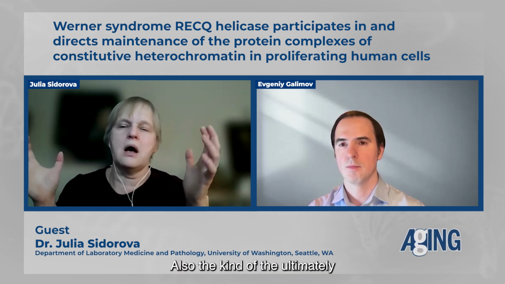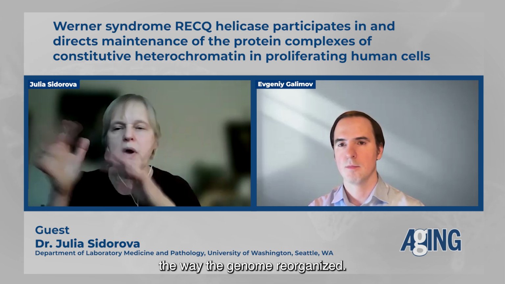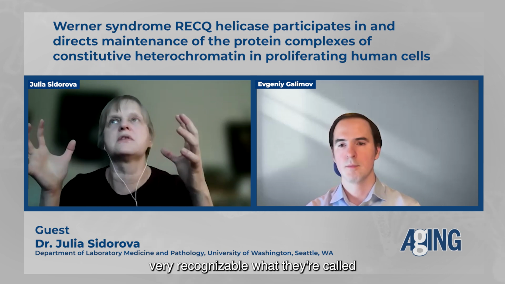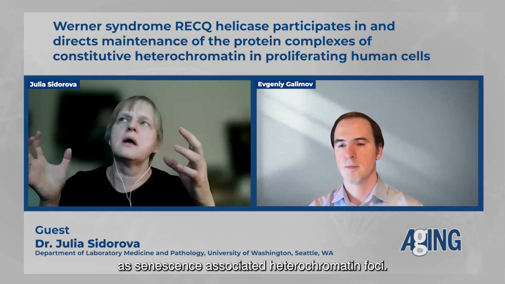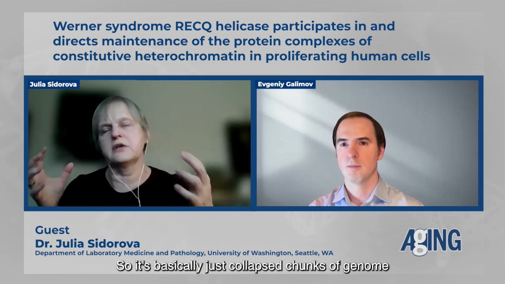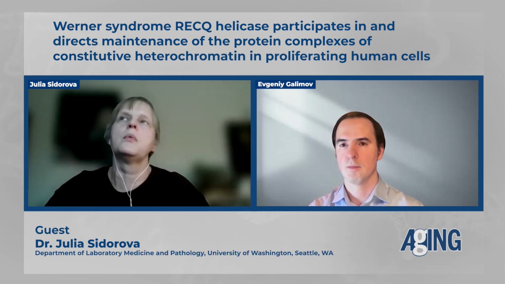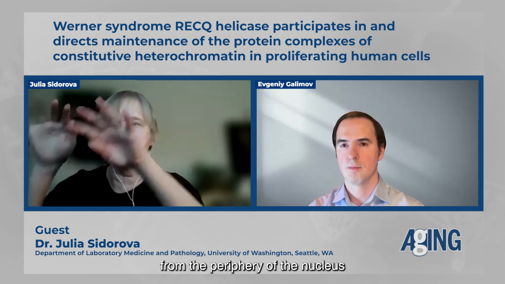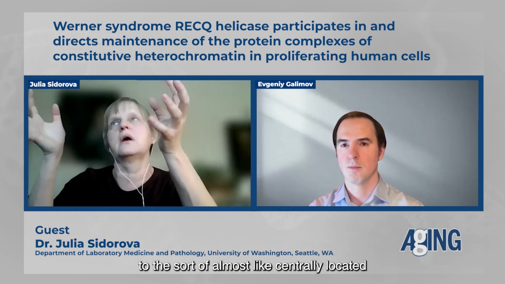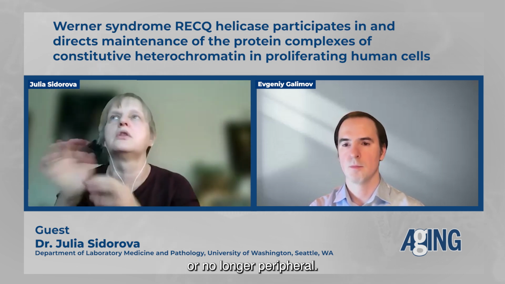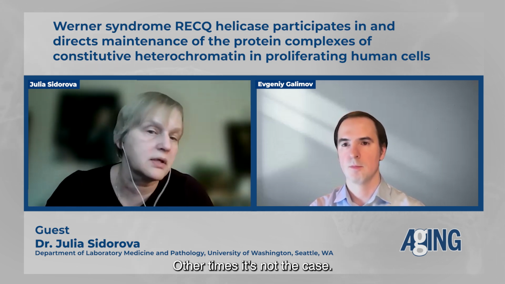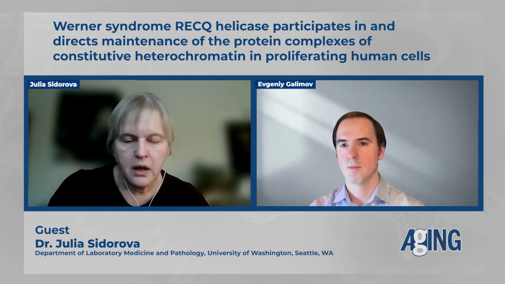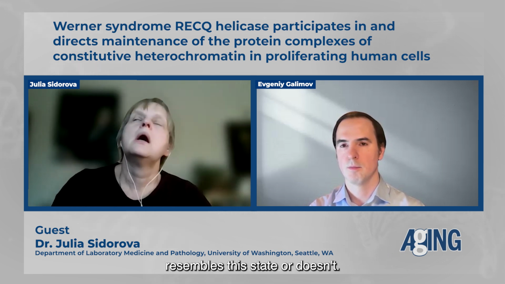Also, what can vary is the way the genome is reorganized. Sometimes there are very specific, very recognizable features called senescence-associated heterochromatin foci. It's basically collapsed chunks of genome that went from the periphery of the nucleus to a more centrally located position, no longer peripheral. Other times it's not the case. So the question is how absence of WRN resembles this state or doesn't.